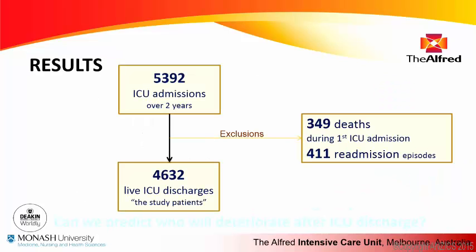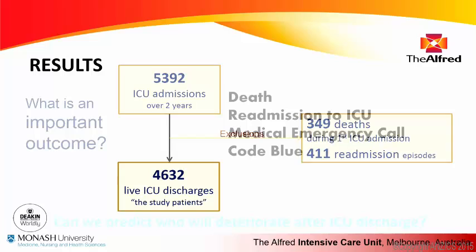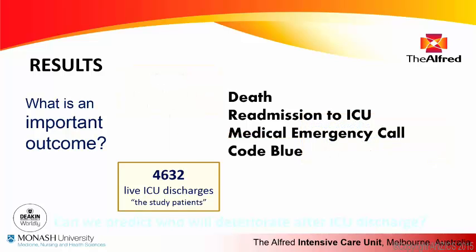So we were interested in only those who were discharged alive to the ward at the end of their first ICU stay. And you can see there were 5,392 ICU admissions over 2 years, and 4,632 were live discharges. These are the outcomes of those discharged from their first ICU admission. So 2.3% died, 6.5% were readmitted to the ICU, 19% had medical emergency calls, and 1.1% had code blue calls.